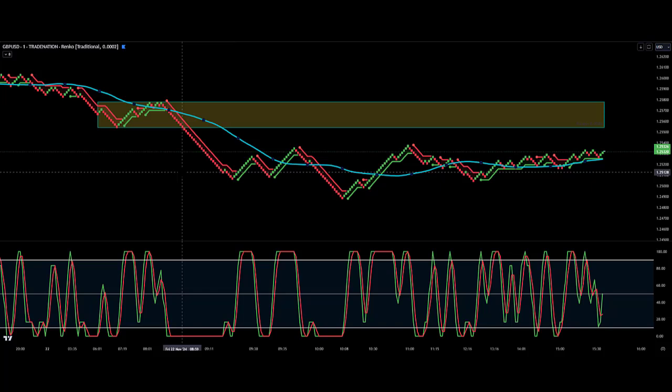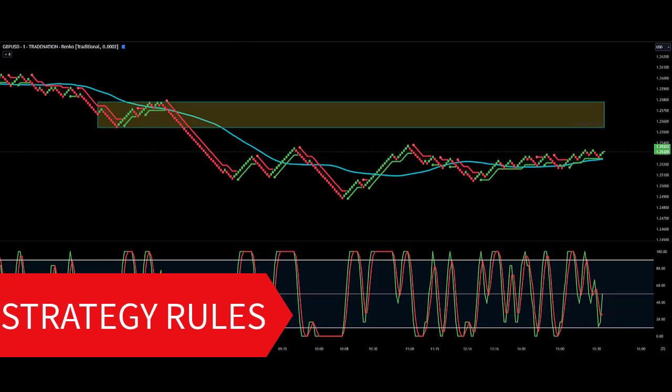So let's just run through how the rules work again. So what am I looking for in terms of the trade?